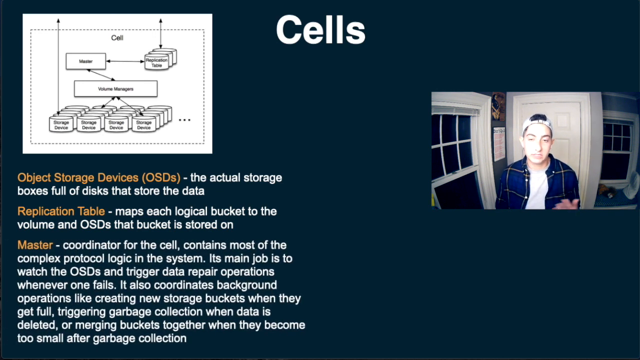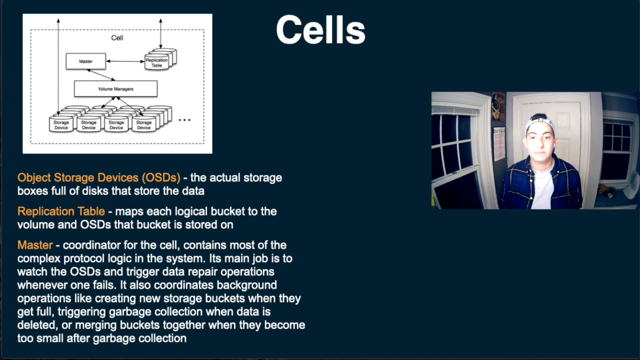Then we have the master, which is kind of like the major piece of the cell. I would say maybe the OSDs are also a major piece. That's where it's actually stored. But the master is what's making all this happen. It's the coordinator for the cell, and it contains most of the complex protocol logic in the system. Its main job is to watch the OSDs and trigger data repair operations whenever one fails. So if it can't get something, it coordinates the reproduction of the data from the fragments or from the replicated data.